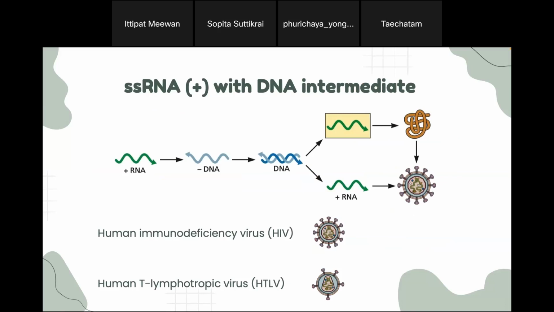And in another route here, they can also make the positive sense RNA to put into the new viral structures, so there are also two routes here. But the most important thing for this type of virus is that it depends on the reverse transcriptase, in order to make the minus strand of DNA and double-stranded DNA. The viruses that belong to this type are the human immunodeficiency virus, or HIV, and another one is HTLV.